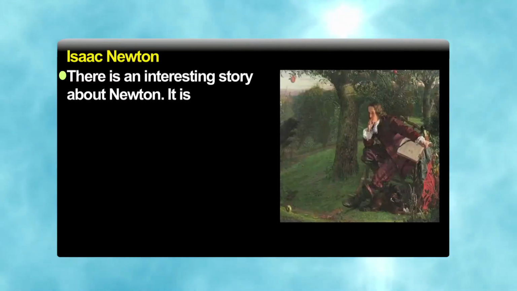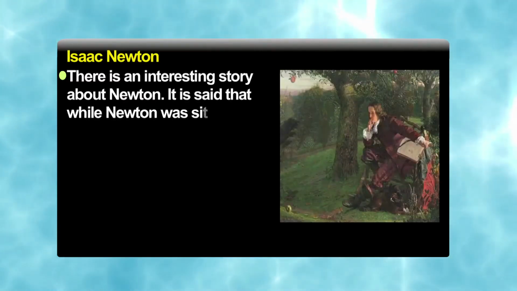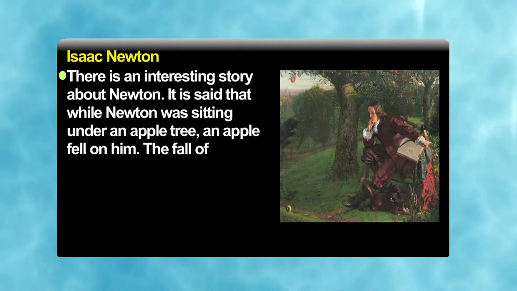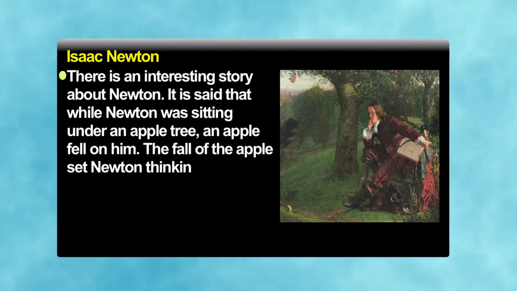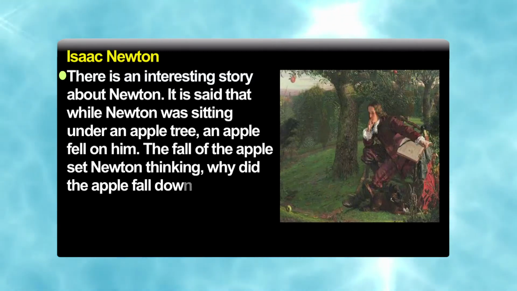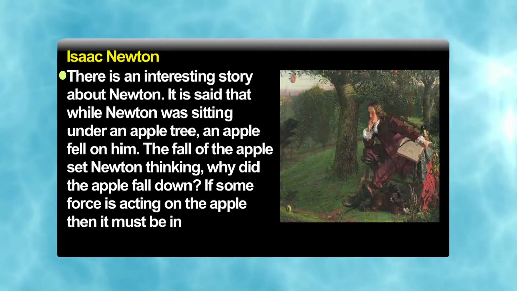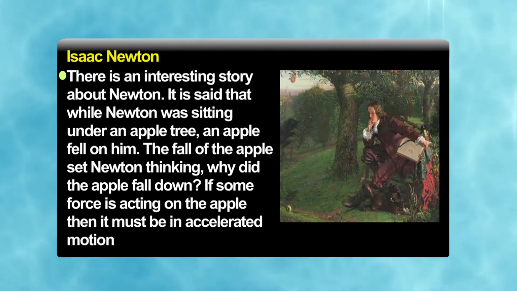There is an interesting story about Newton. It is said that while Newton was sitting under an apple tree, an apple fell on him. The fall of the apple set Newton thinking, why did the apple fall down? If some force is acting on the apple, then it must be in accelerated motion.